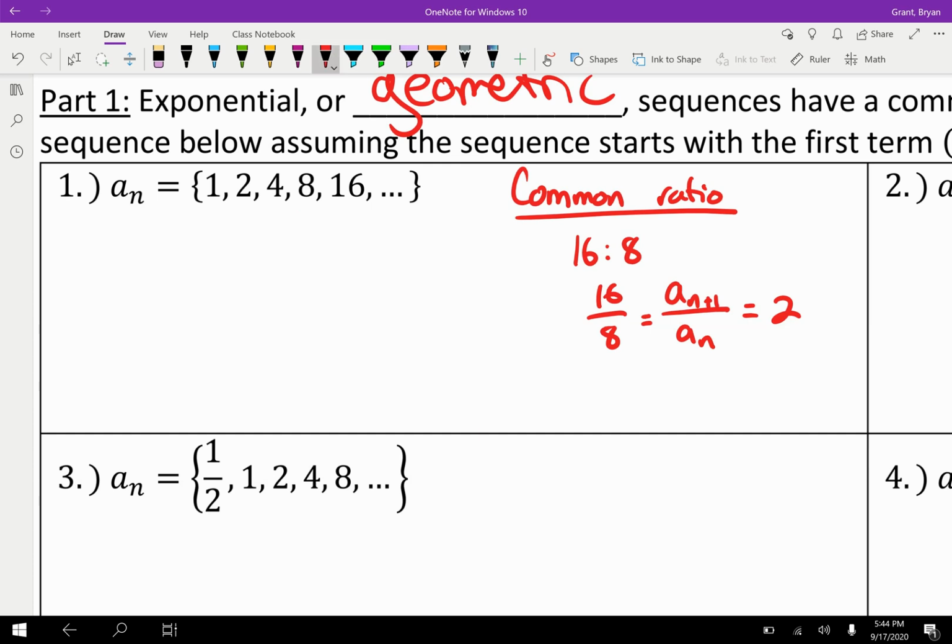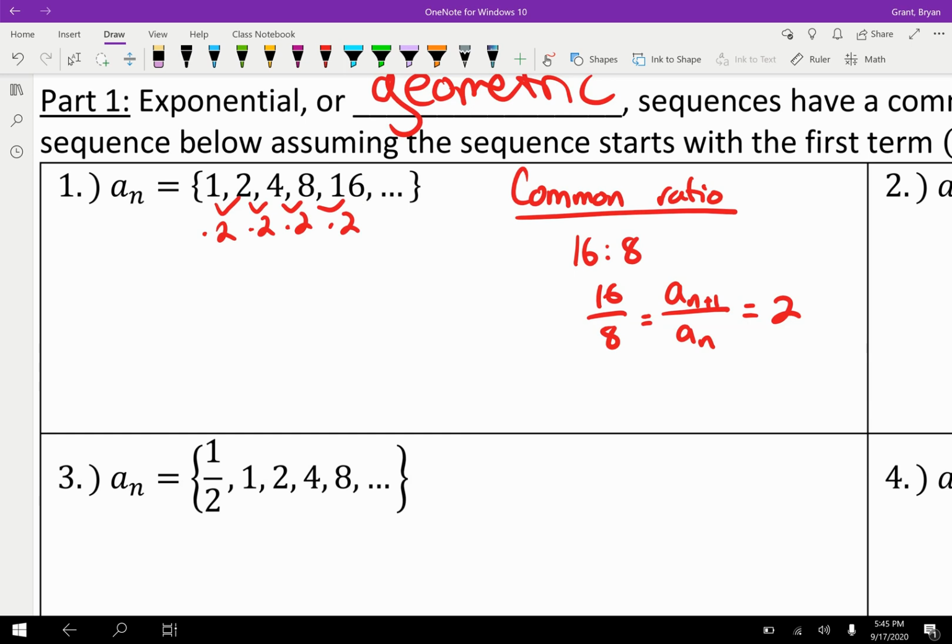And you'll notice you get that every time. 8 divided by 4 is 2. 4 divided by 2 is 2. Another way to think about that common ratio, if you do it this way, is what do you have to multiply by each time? Well, we have to multiply by 2. This is known as our common ratio. Ratio, fraction, anything like that.